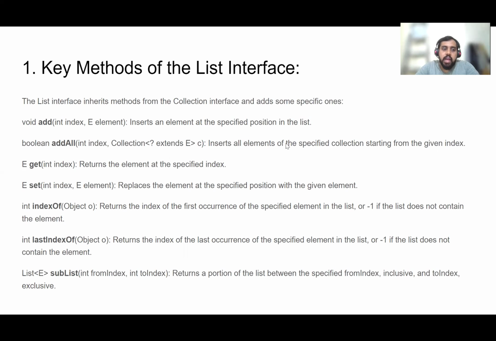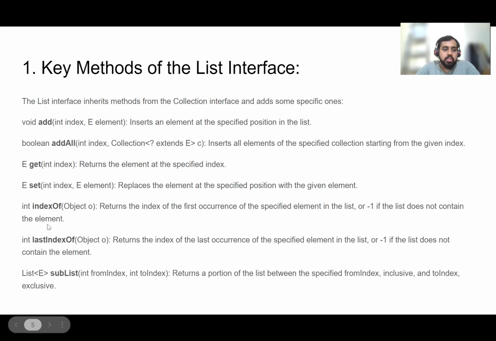We have the add method. What it means is adding an element to the collection, where the insertion order is definitely preserved because we are using a list. And addAll: in addAll we give an index and another collection, so that all elements present in that collection will be added to our list at the specific index. Get is used to retrieve the element present in a list at a particular index. Set is nothing but replace; we replace the element present at the particular index.